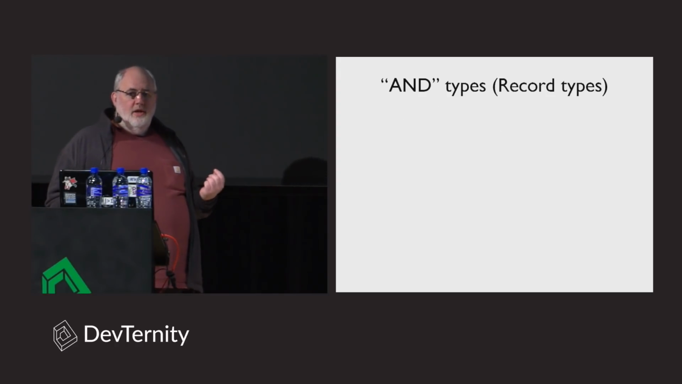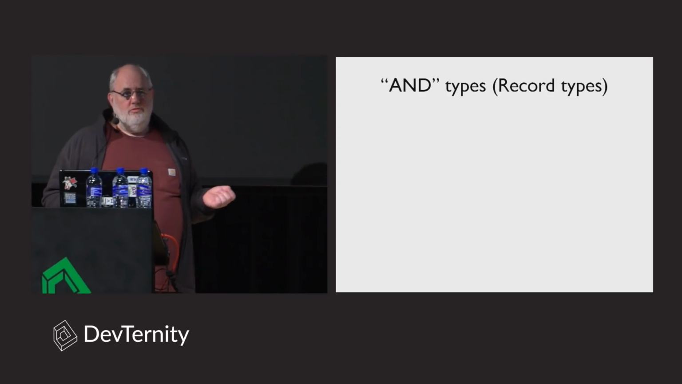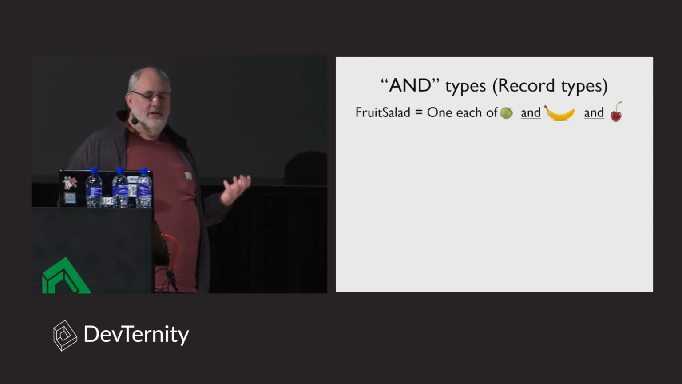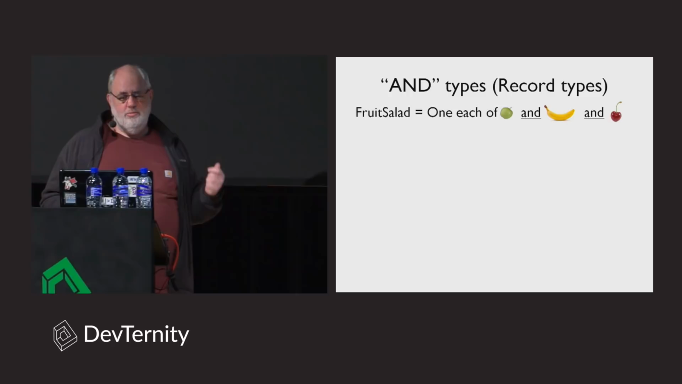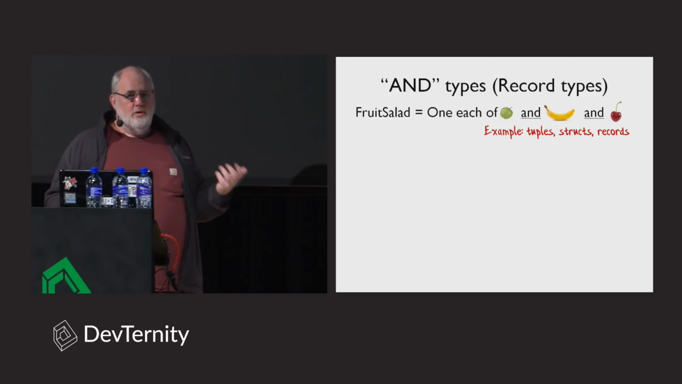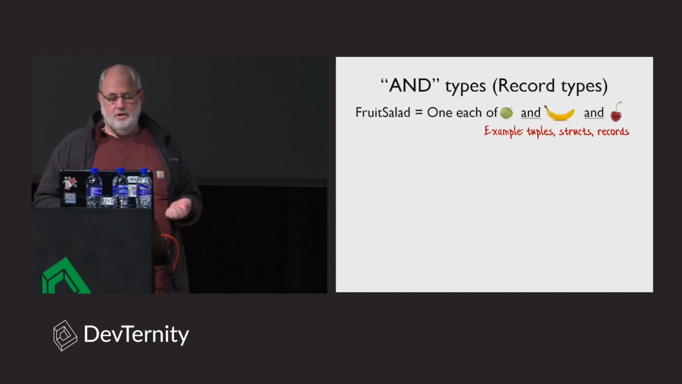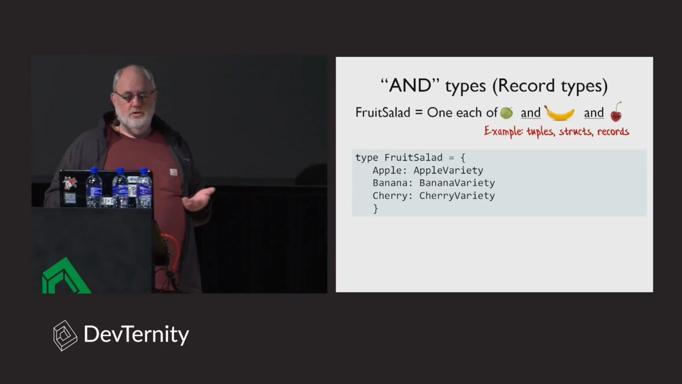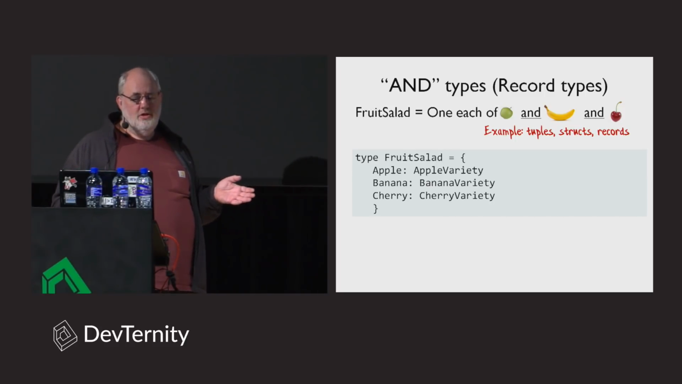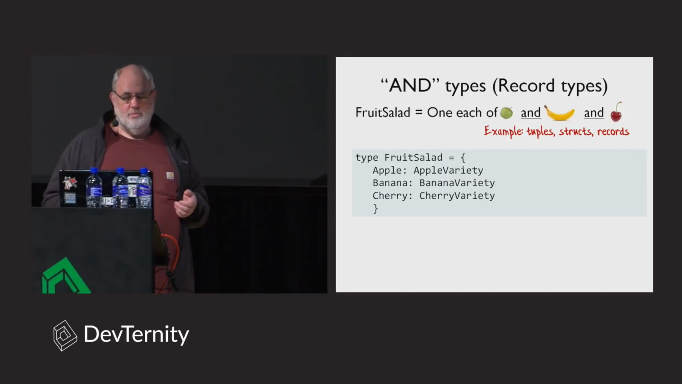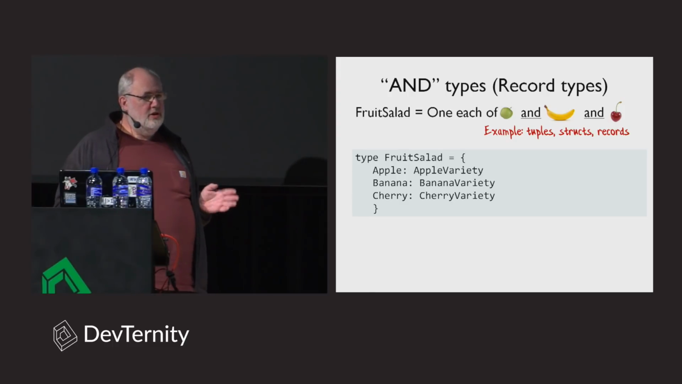So the "and" types are very familiar, because they're normally called record types. Let's say you want to define a fruit salad type, and you say, well, I need to have one apple and one banana and one cherry. So it's a tuple. We call these tuples, we call them structs, we call them records. There's lots of different words for these things. In F#, you might write it like this, just with curly braces. It's just like a struct or a record in C#, JavaScript, whatever. Okay? So there's nothing new about those.